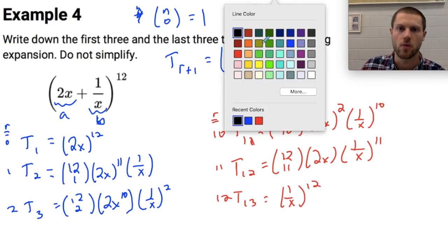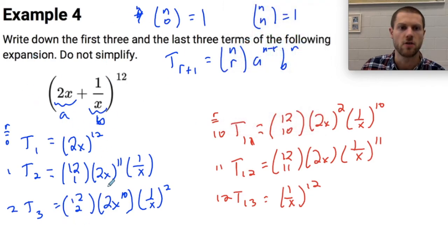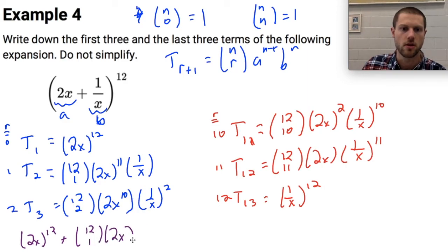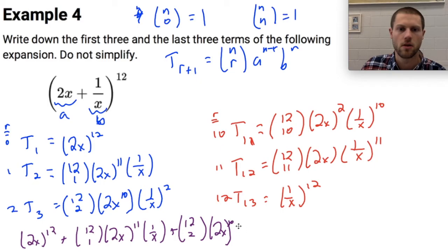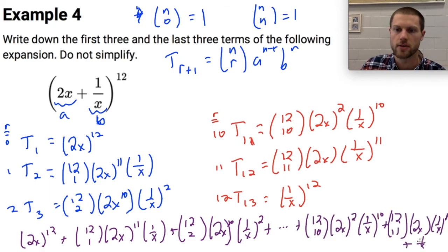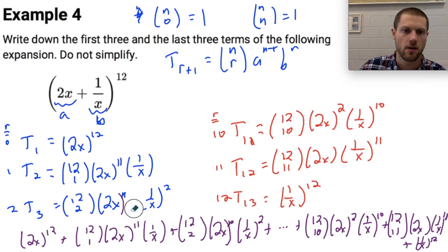I can combine this and write it in a more elegant way, and say that the expansion for the first 3 and last 3 terms is 2x to the 12th plus 12 choose 1 times 2x to the 11th times 1 over x plus 12 choose 2 times 2x to the 10th times 1 over x squared plus dot dot dot plus 1 over x to the 12th power. All right, I got a little tight there, so give yourself some room when you're writing out these expansions. One thing I noticed is that this should be 2x to the 10th power. I should not have written that parenthesis there, so my apologies. This is 2x, that whole thing, to the 10th power.